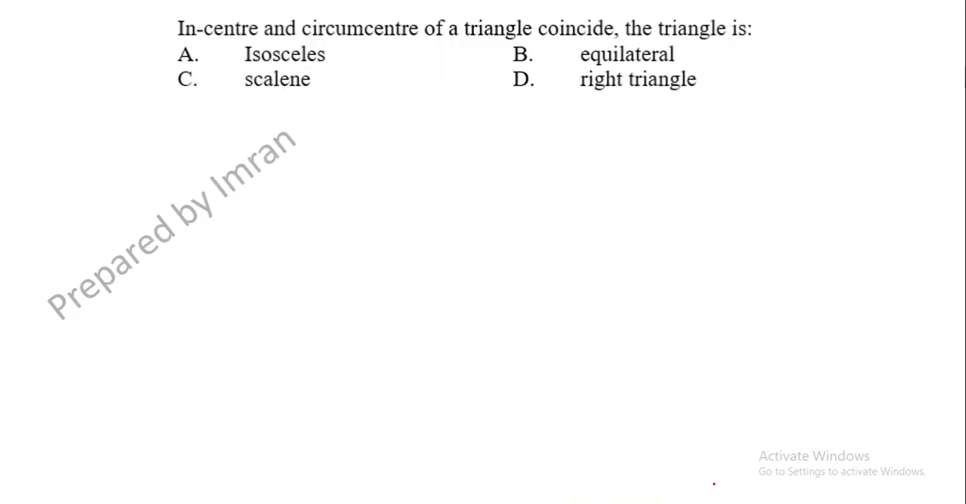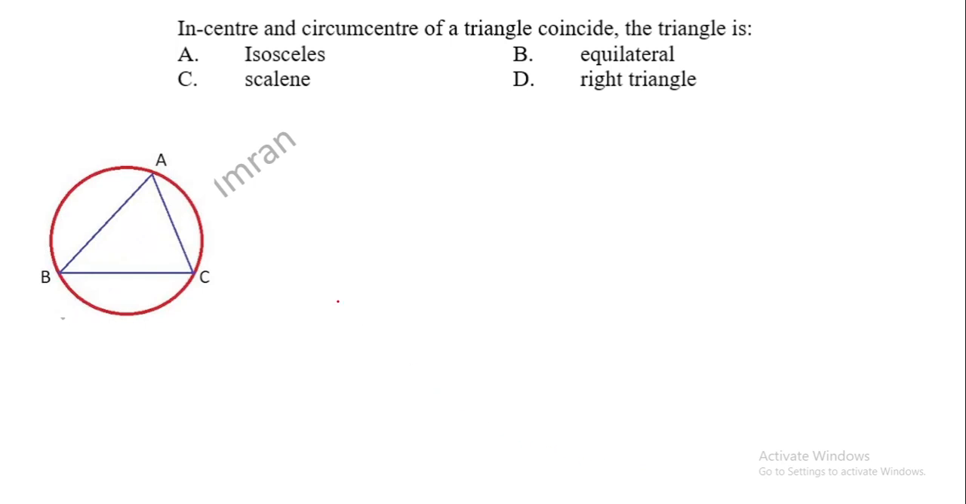Now let us talk about the next question. It says that the incenter and circumcenter of a triangle coincide. What do you think about that triangle? Is it isosceles, equilateral, right angle, or scalene? For that purpose you should know what the incenter is. When a circle passes through the vertices of the triangle, we call this circle the circumcircle, its center the circumcenter, and its radius the circumradius.